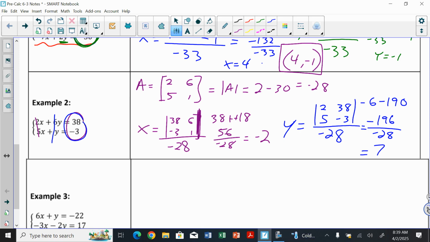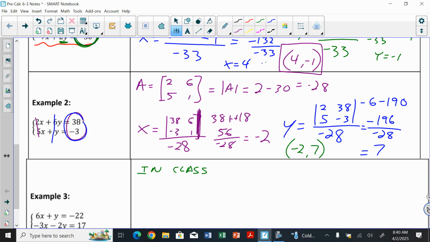So my final answer here would be, in an ordered pair, negative 2, comma 7. Okay? All right, let's save example 3 for in class just so we can check through this again and then speed through it. It'll be very similar.